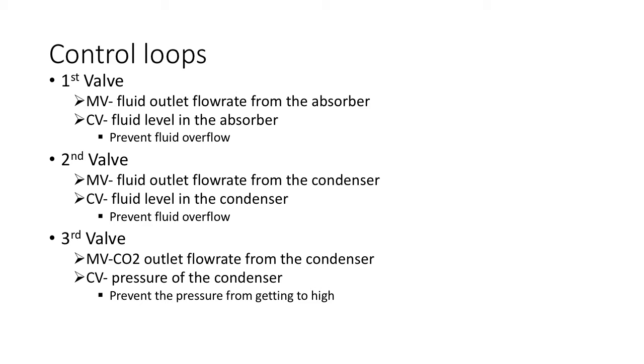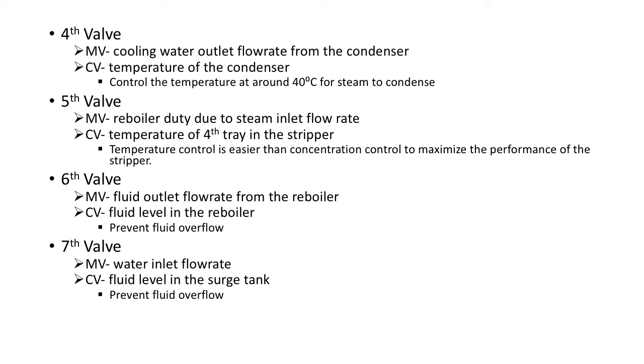The third valve is controlling the pressure of the condenser, and the manipulated variable is the outlet flow rate of the carbon dioxide. This controller is used to keep the pressure low in the condenser. The fourth and ninth valves have the same control variable, which is the temperature of the fluid, and the manipulated variable is the cooling water inlet flow rate. These controls are used to control the temperature at ideal conditions.